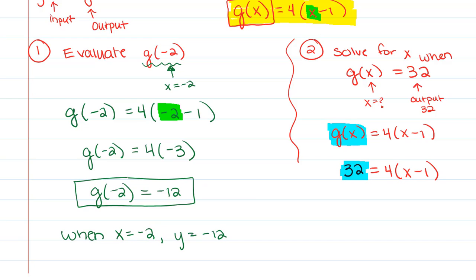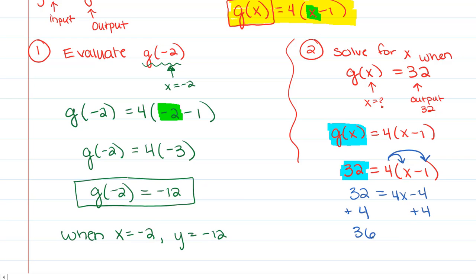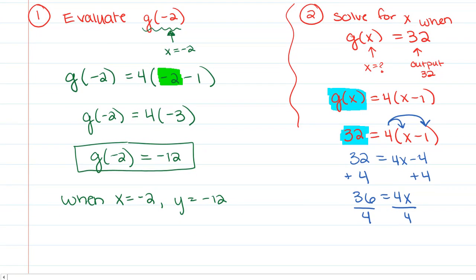Now I need to solve like normal for x. I might decide to distribute here. So 4x minus 4, and then add 4 to both sides. I get 36 equals 4x, and divide both sides by 4. We get 9 equals x. And there we go. If we're given that the output is 32, we can find that the input must have been 9.